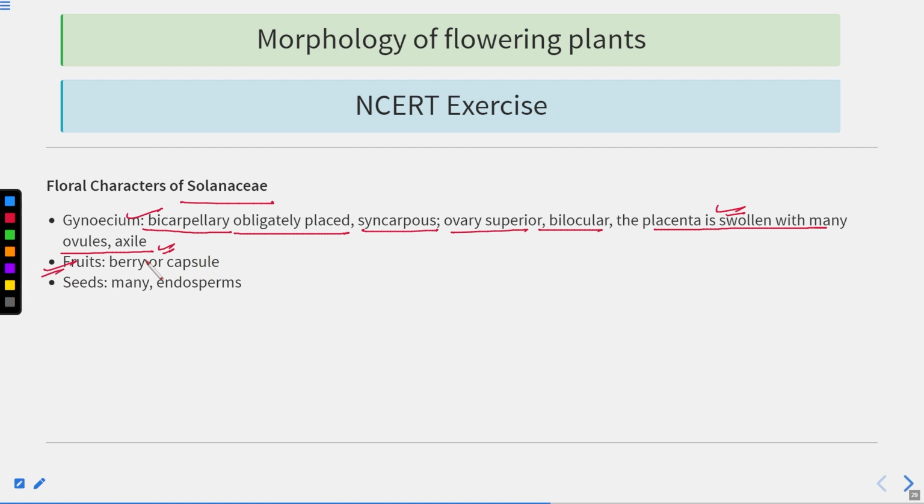Fruits. If you talk about the fruits, then we are having the berry or capsule, and seeds. If you see the seeds, then many, endospermous. Many seeds are produced, and they all are endospermous, means they are having the endosperm in that.